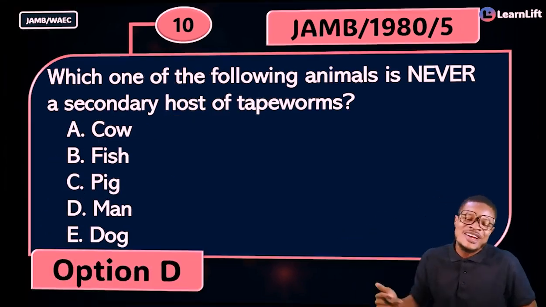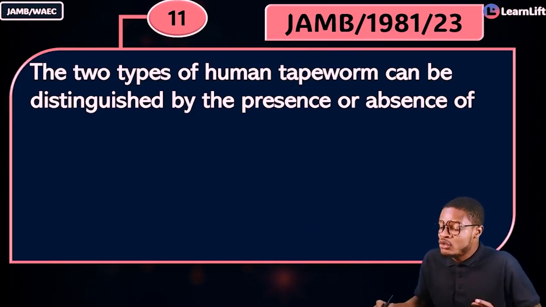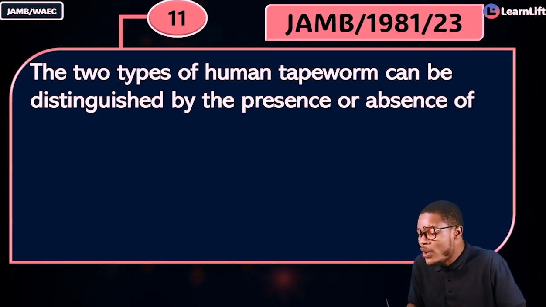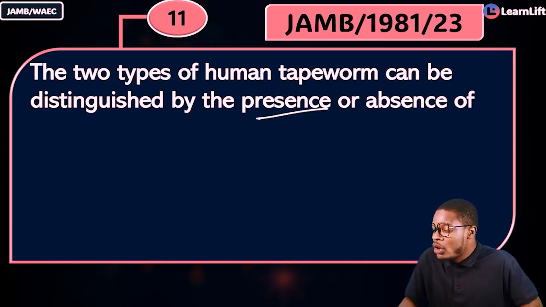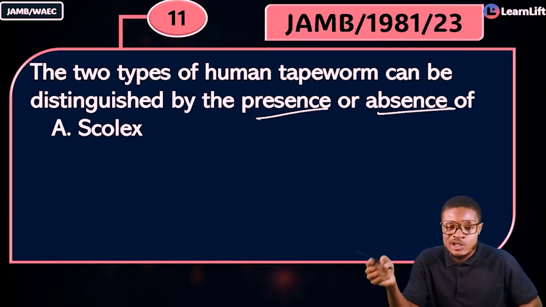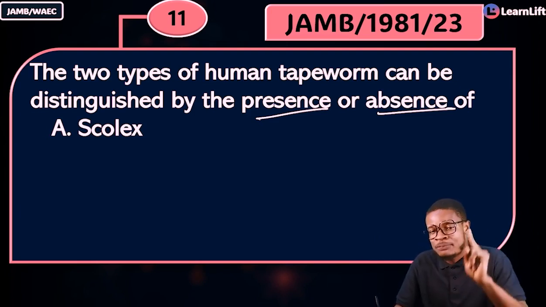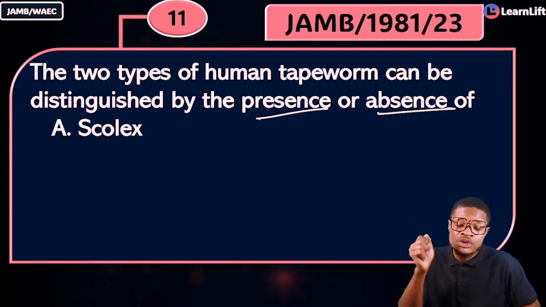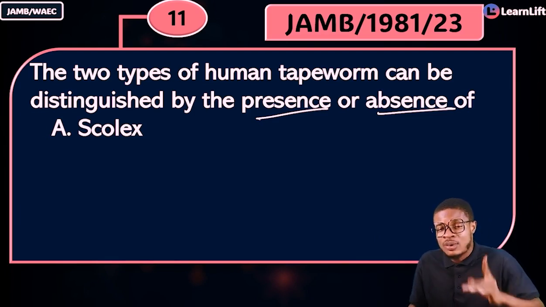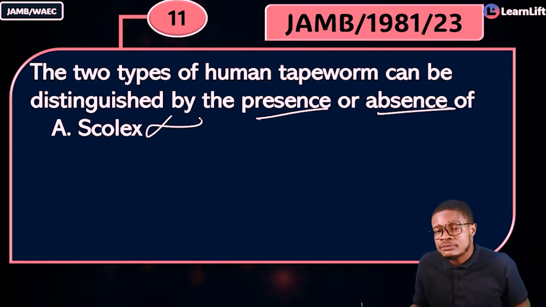Okay, let's go very quickly. Another thing you were not very fast on was 1981 question 32 that he brought. The question says, the 2 types of human tapeworm can be distinguished by the presence or absence of what? What do you use to identify them? Option A says scolex. The head of your tapeworm is also called scolex. Is that what you use to distinguish them? Both of them have head, whether Taenia solium or Taenia saginata. So scolex cannot be the answer.